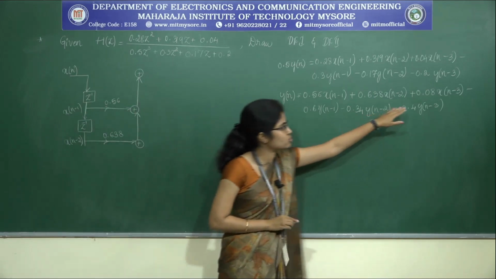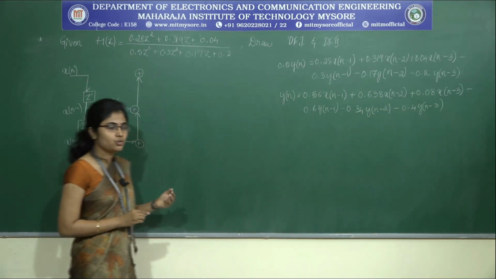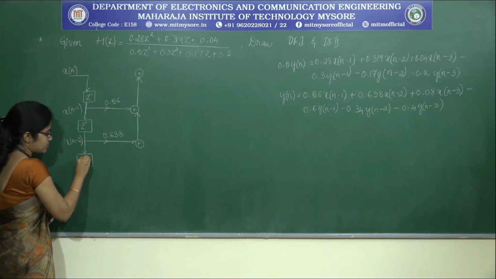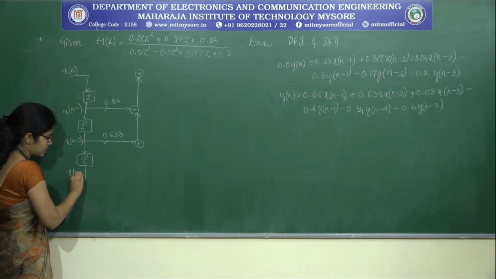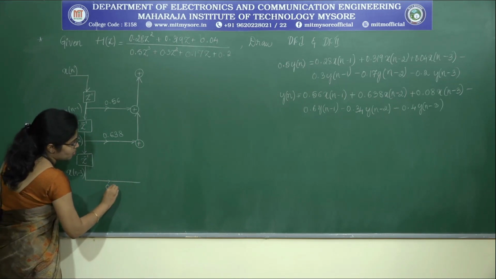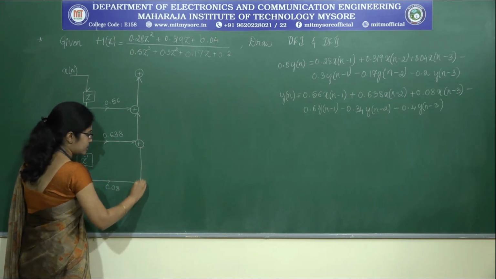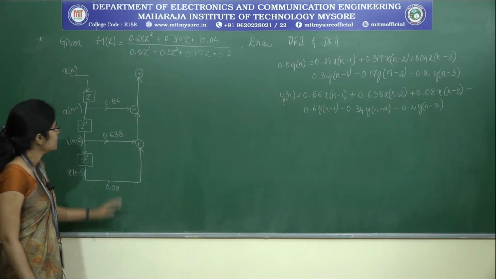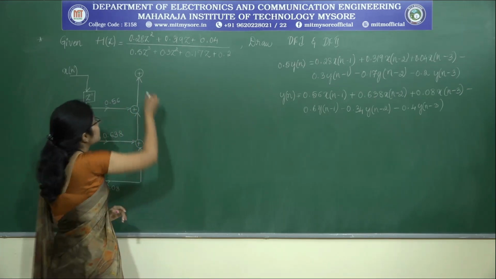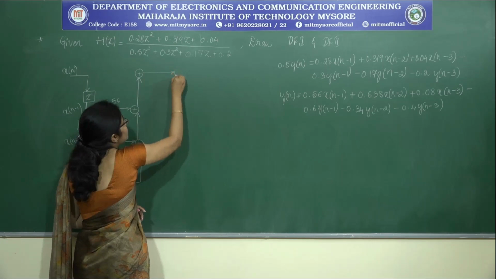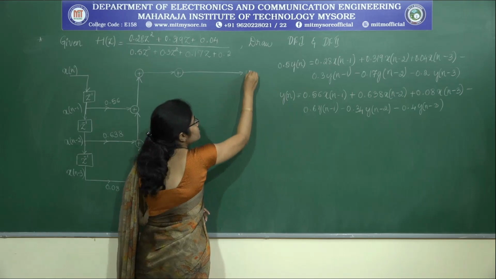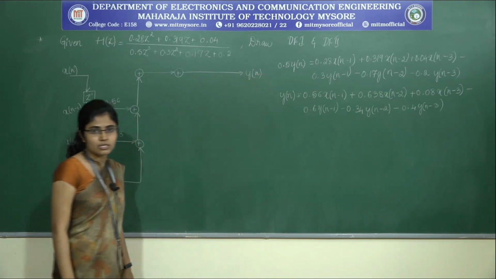Now what is the next term? That is the third term, x of n minus 3. So for that what should I do? Delay x of n minus 2 once again, which gives us x of n minus 3. Multiply x of n minus 3 with 0.08 and connect it to the adder. Clear? Now we completed the first part. Now I should move on to the next part. For that, connect the output of this adder to the next adder. So finally if I add the rest of the terms, I get y of n, which is our output.